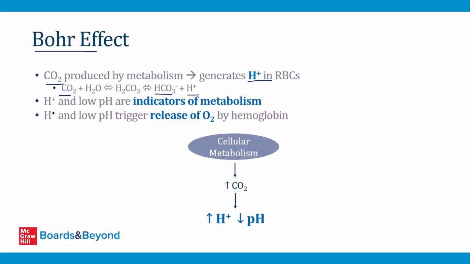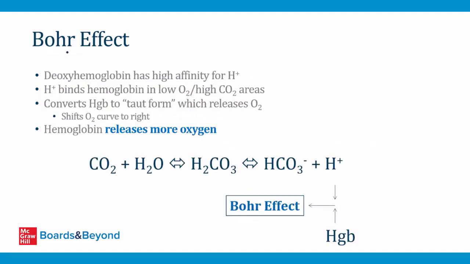So one key thing to know just in general here is that acid and low pH are indicators of metabolism, because anytime you see these things, you know there's lots of CO2 around inside the body. And so the Bohr effect basically says that protons in low pH trigger the release of oxygen by hemoglobin. And we've sort of already talked about this. We just didn't call it the Bohr effect, but we talked about how CO2 is one of the things that can shift the hemoglobin-oxygen dissociation curve to the right and cause the release of oxygen. And the reason CO2 is able to do this is through the production of protons and the lowering of pH. So the Bohr effect basically says that deoxyhemoglobin has a high affinity for protons, and we've already discussed this.